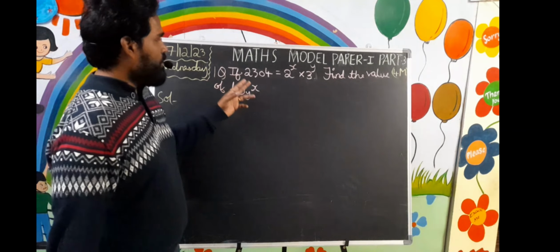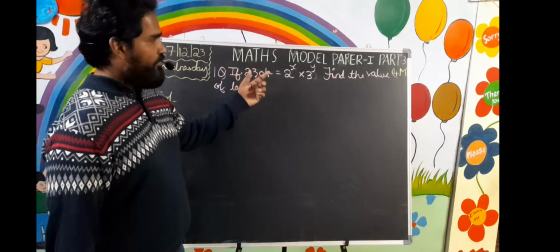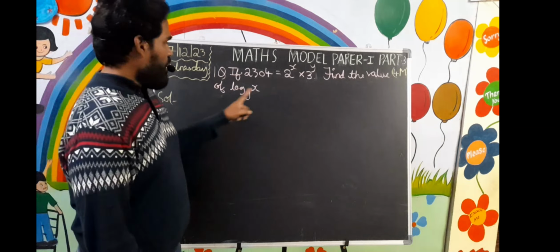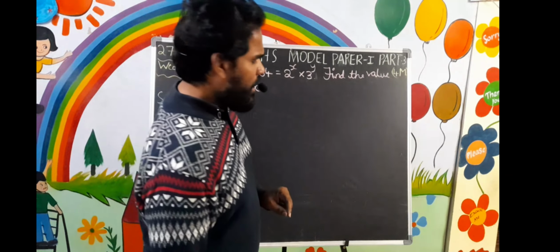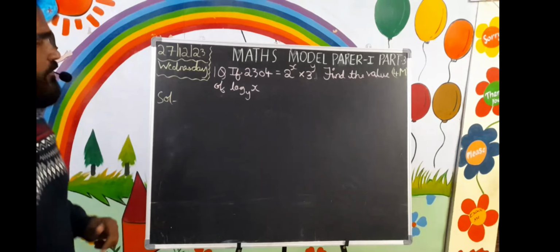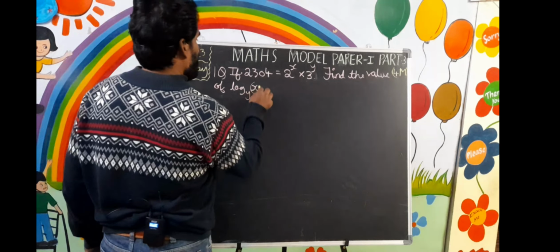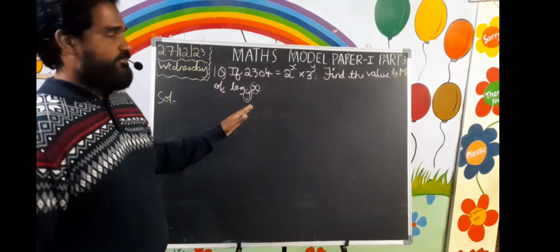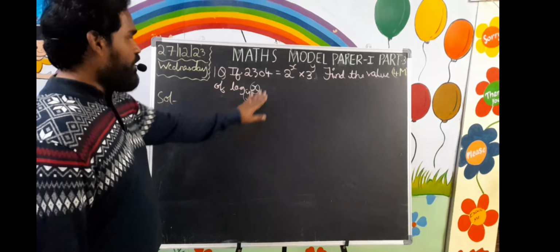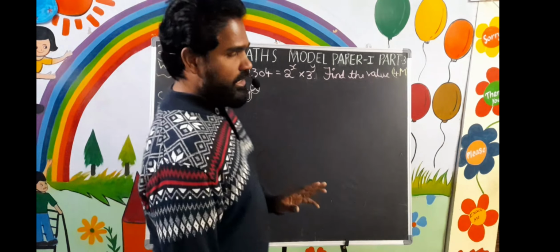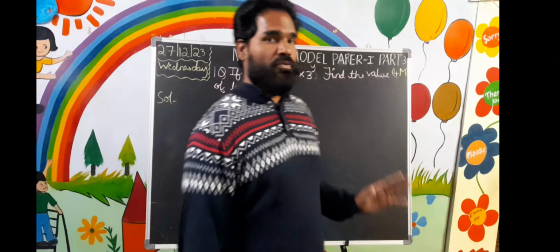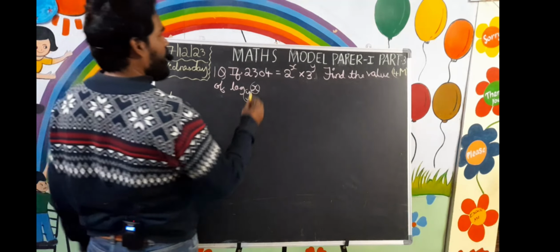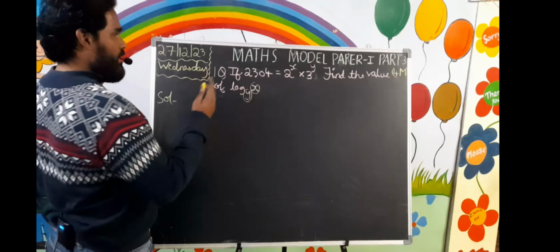The first question is, if 2304 equals 2 power of x into 3 power of y, then find the value of log x base y. So in order to find the value of this question, first of all we should have the value of x and the value of y. Until and unless we have those values of x and y, we cannot find the value of the given question. So our target is first to find out the value of x and y, later the whole thing. In order to find x and y, we need to see where actually x and y are there in the given question.